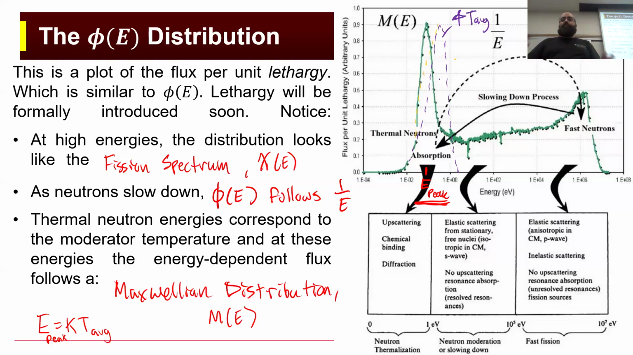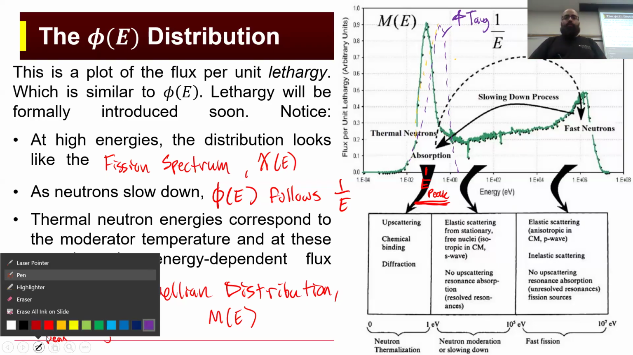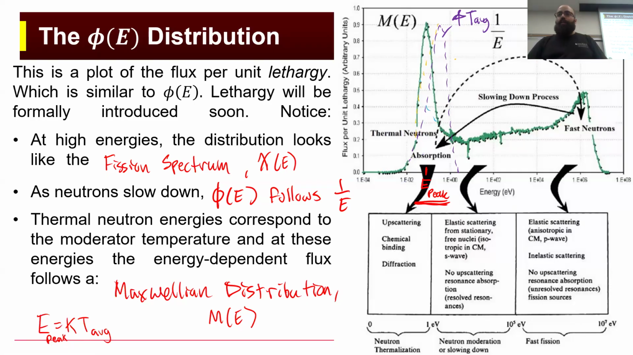So I could ask you what would happen if the temperature was increased. You could probably guess that if the temperature of the reactor decreased, it would be the opposite, where that peak would get shifted to the left. So you could also be asked something like that, and we would just say that the Maxwellian would get shifted to the left if we had a decrease in the average temperature of our materials.